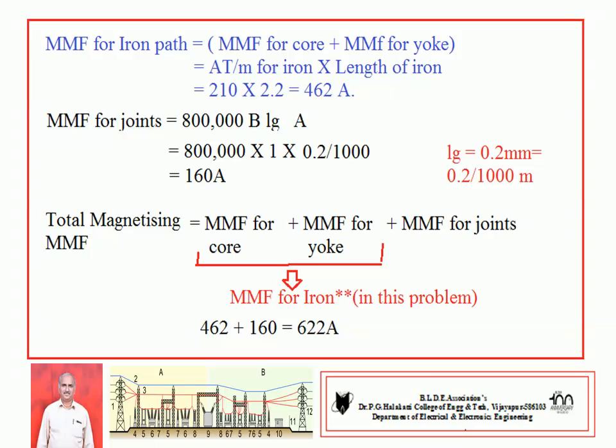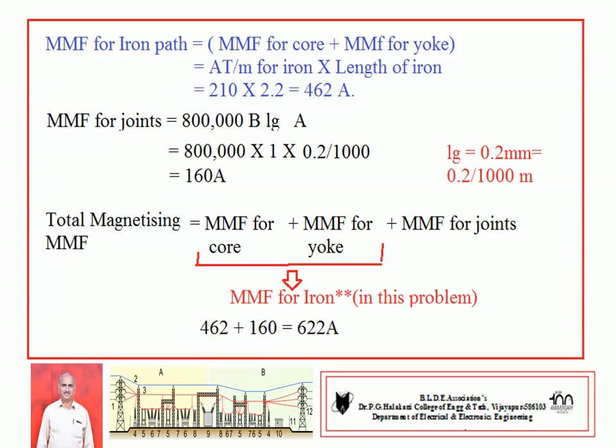MMF for joints is also given by 800,000 times Bg Lg ampere-turns. So 800,000 times flux density, which is 1, times Lg, which is 0.2 mm, the length of air gap. Usually it is given in mm as dimensions, but all other factors are in meters. That's why you convert Lg into meters, 0.2 divided by 1000. So we are getting 160 ampere-turns.